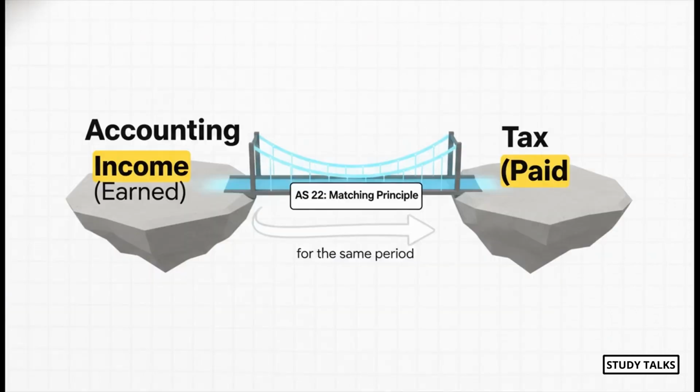So, this is where our hero, AS22, swoops in. Its entire mission is to bridge this gap. You see, it's all about applying the matching principle to taxes. AS22 makes sure that the tax expense you show in your P&L is perfectly matched to the accounting income you earned in that year, even if the cash for the tax is paid at a completely different time.